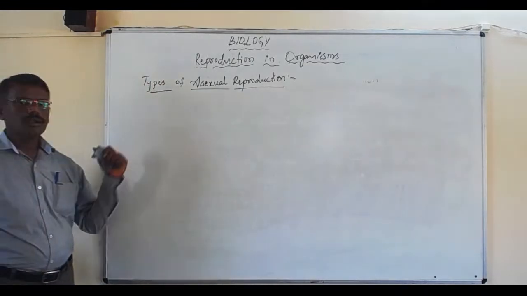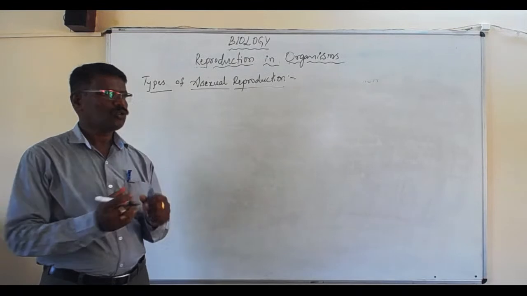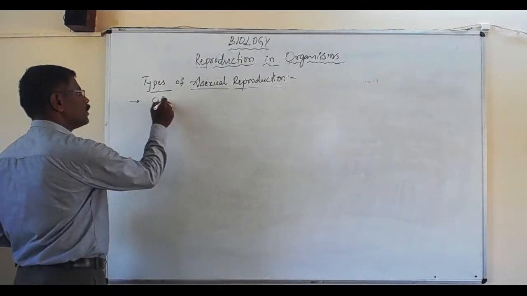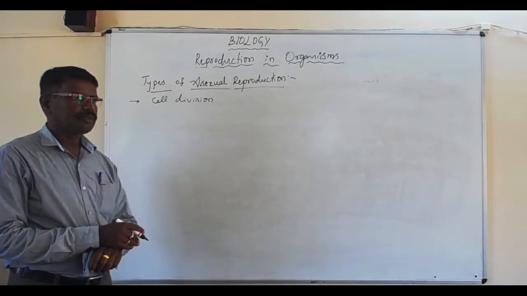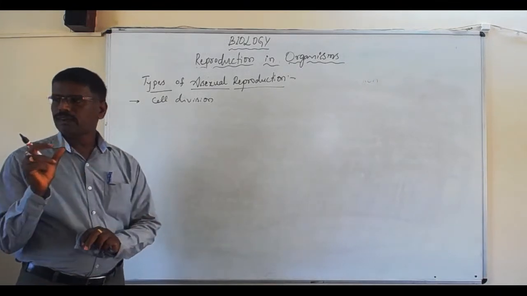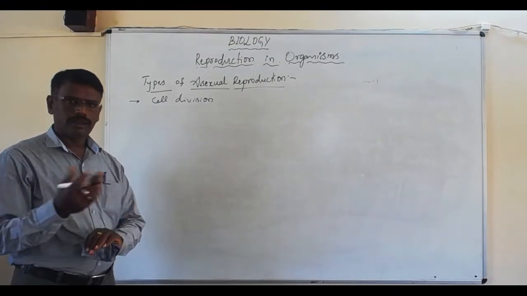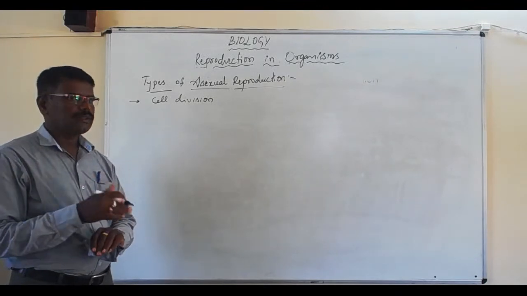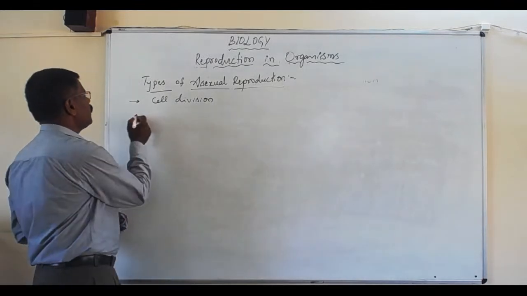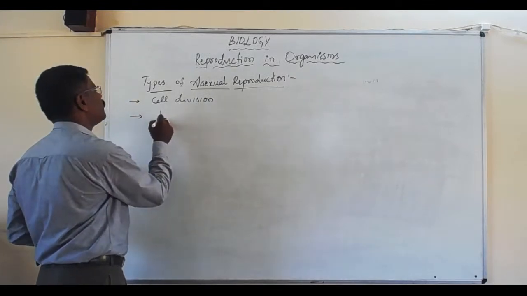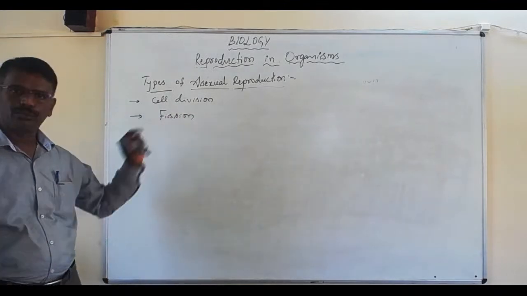So here, primitively, in small or unicellular organisms, asexual reproduction occurs by cell division. The single-celled organisms like yeast, paramecium, or amoeba divide by cell division, that is fission.